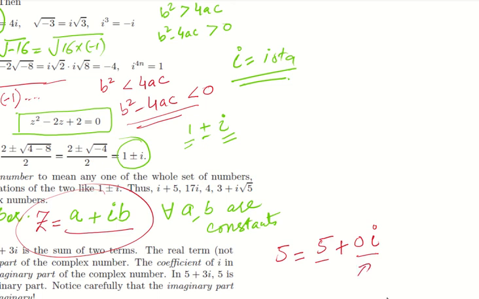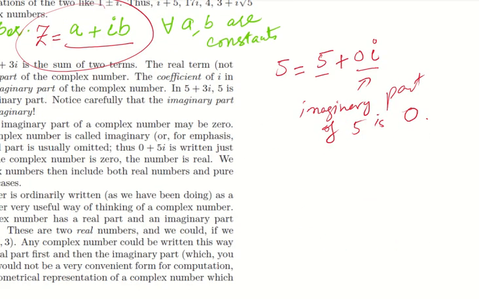We call the part of the complex number that contains iota the imaginary part. So we say that the imaginary part of 5 is equal to 0. And so any number can be written as a complex number. Every natural number is a complex number. In addition to pure complex numbers, which can be written like 2 plus 3 iota, which have non-zero real parts and non-zero imaginary parts.